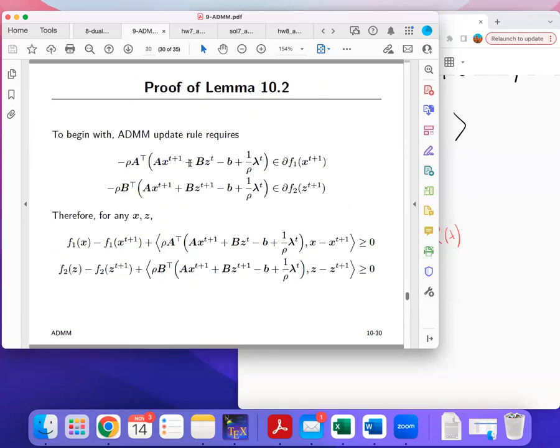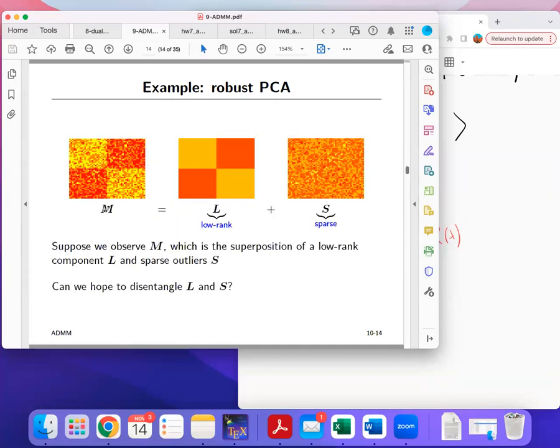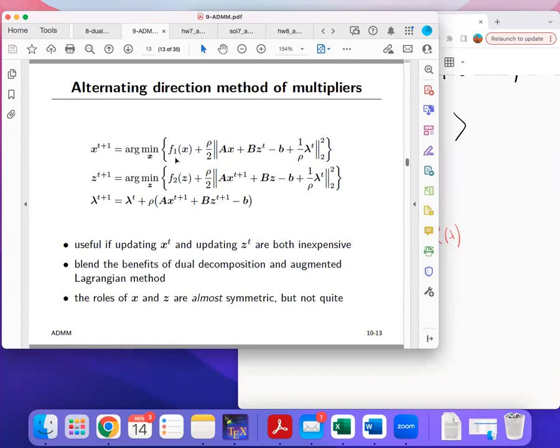Now, starting from the ADMM update rule, these two lines correspond to the optimality conditions of the first two updates. The first update is about x, the second update is about z. And remember, if we go back to the update rule of ADMM, yes, this one, these are the first two update rules.